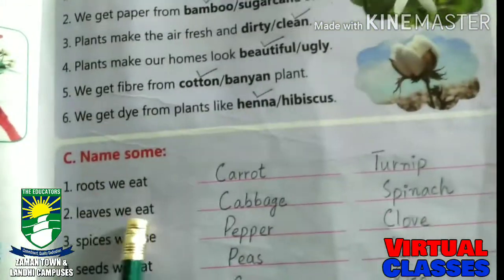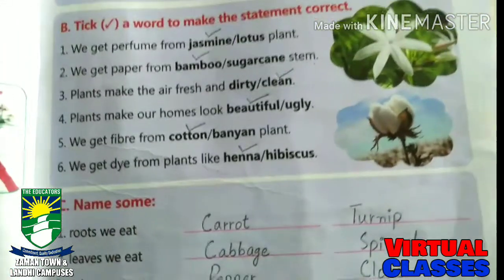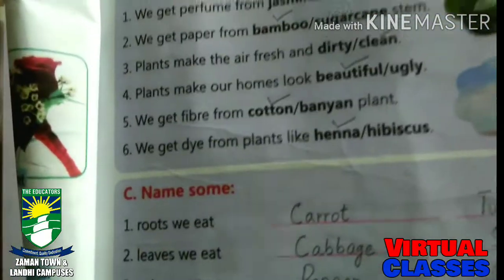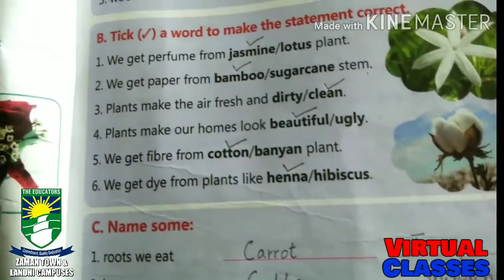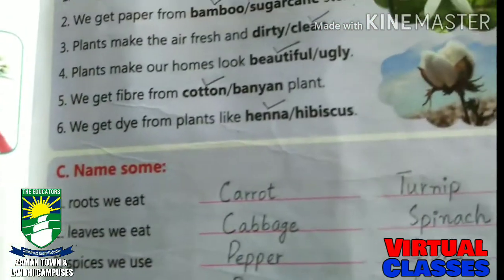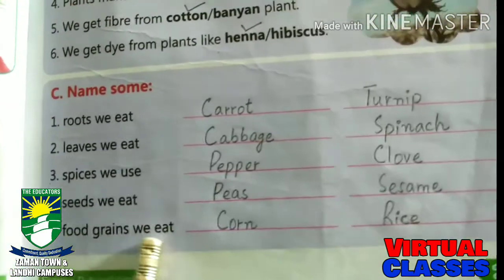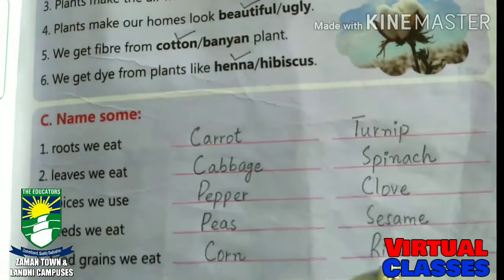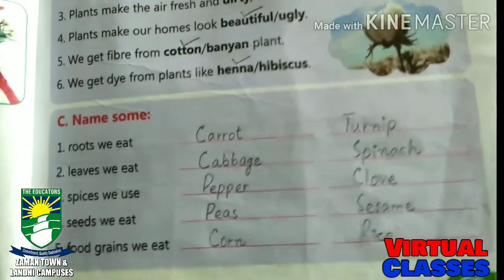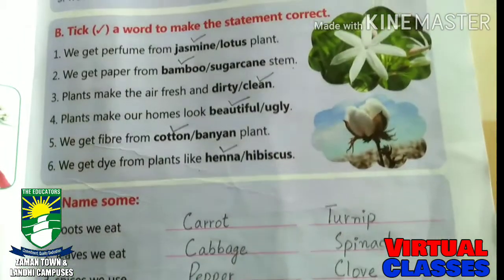Number 2, leaves we eat. Now, which leaves do we eat? It's cabbage and spinach. Number 3 is spices we use. It's pepper and clove. Number 4, seeds we eat. Peas and sesame. Number 5, food grains we eat. Corn and rice are the correct answers. Now copy all these names. It's page number 21. So now we have completed page number 21.